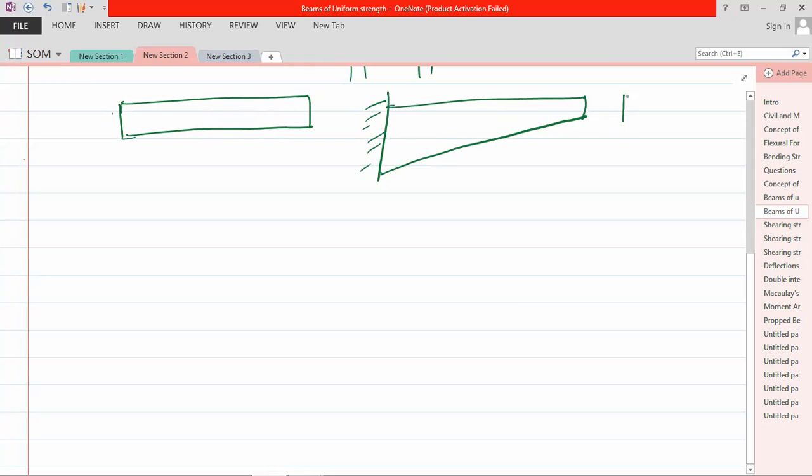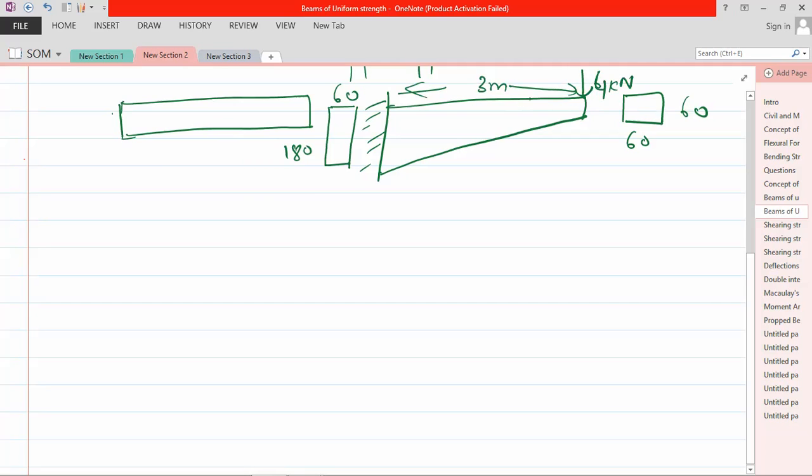And the cross section is here 60 by 60, and here 180 by 60, and the length is 3 meters, and a load is acting, 4 kilonewton. So you need to find the maximum stress, meaning the stress at the point where the maximum stress is acting. What is the maximum bending stress induced?